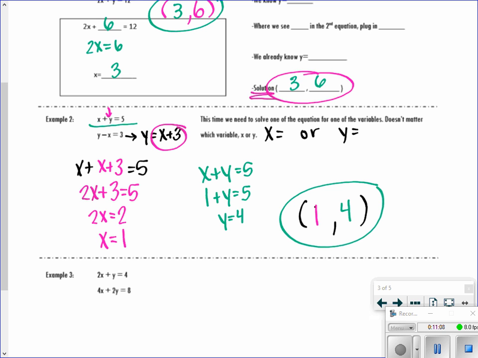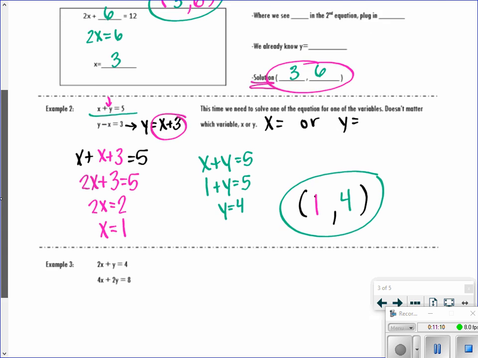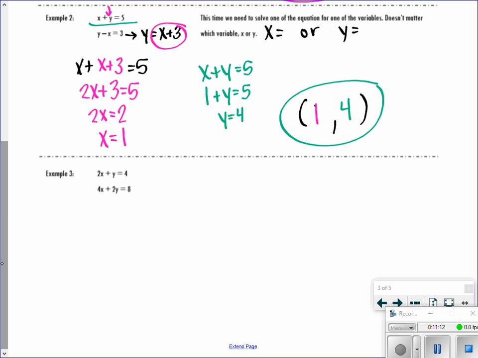Okay. Let's practice another one similar to that. Example 3. Do you have a letter by itself? No. So that is the goal first. Get a letter by itself so you can substitute. Which equation do you want to work with? The first one, which letter do you want to get by itself? Because remember, it could be x or y, it doesn't matter. Y? How come you're choosing y?